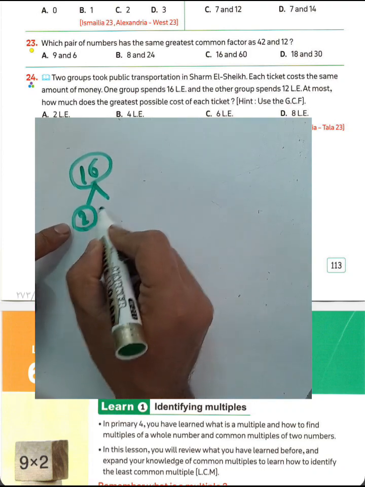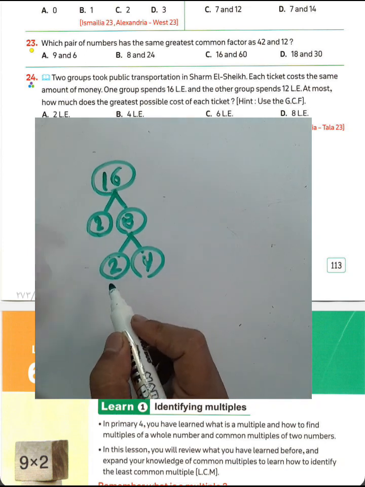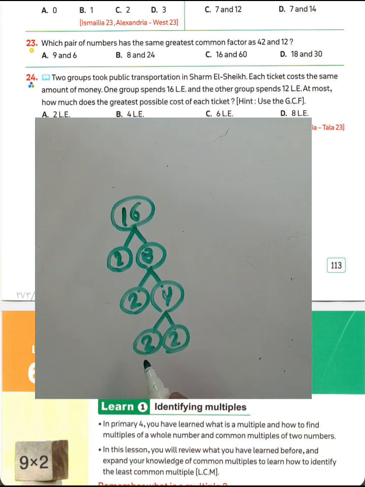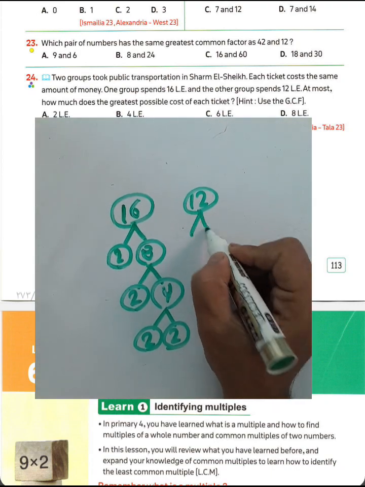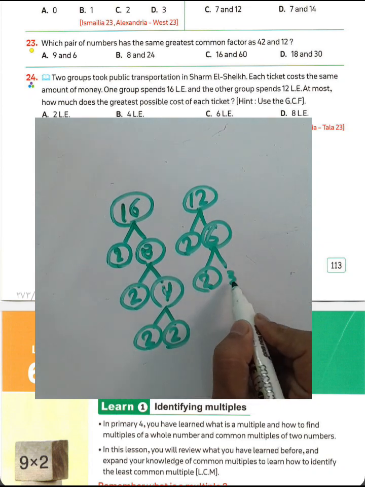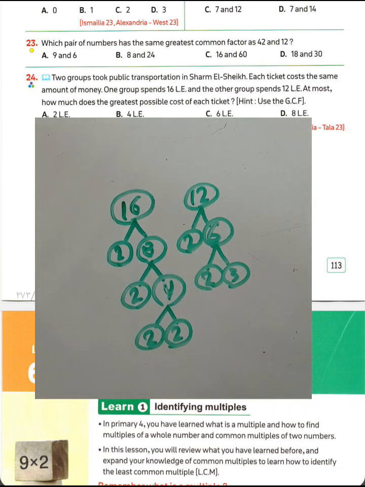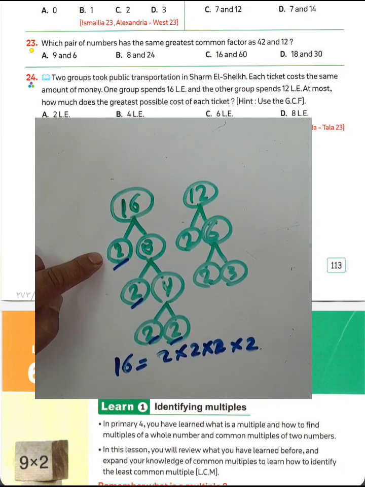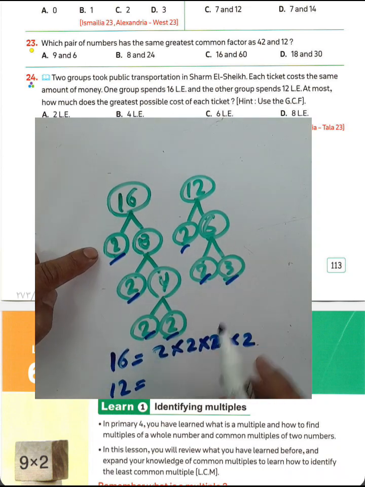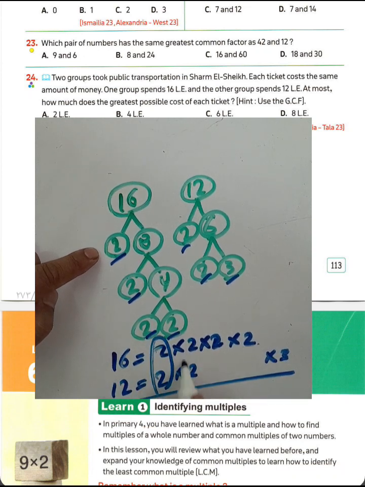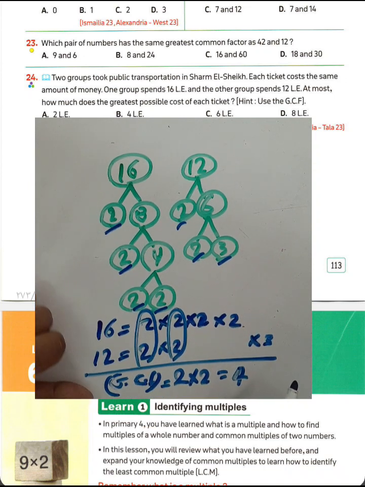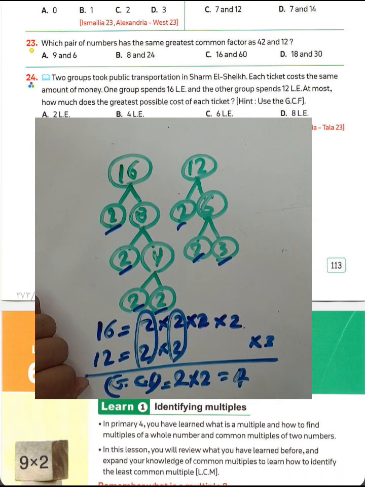We can write here 16 equals 2 times 8, and 8 equals 2 times 4, and 4 equals 2 times 2. So 16 equals 2 times 2 times 2 times 2. And the next number here is 12, which equals 2 times 6, and 6 equals 2 times 3. So 12 equals 2 times 2 times 3. Draw circles here to find the greatest common factor between them. It will be 2 times 2, which equals 4. The greatest common factor between the two numbers here will be 4. Choose letter B.